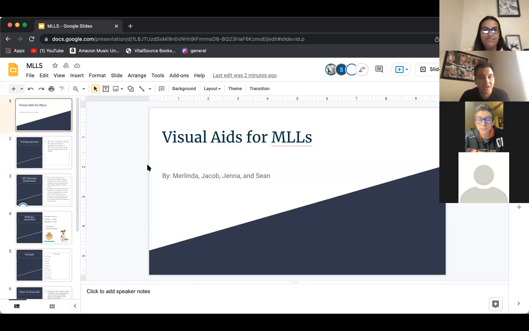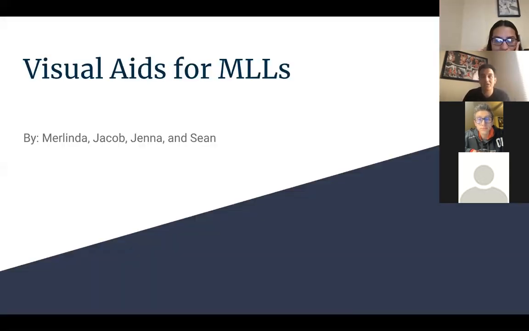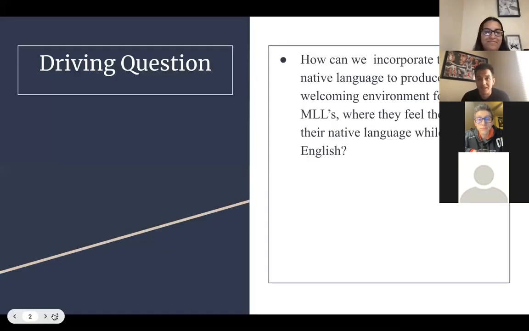All right, so for our Affirming Diversity project, we decided to focus on visual aids and how they assist multilingual learners in utilizing their native language to help make connections with and better understand their second language. So this is Visual Aids for MLLs by Merlinda, Jacob, Sean, and Jenna.